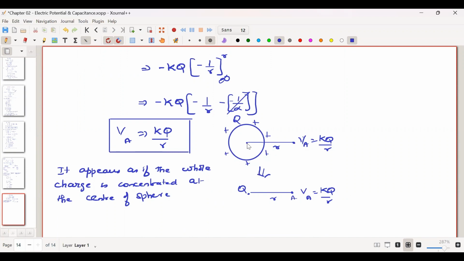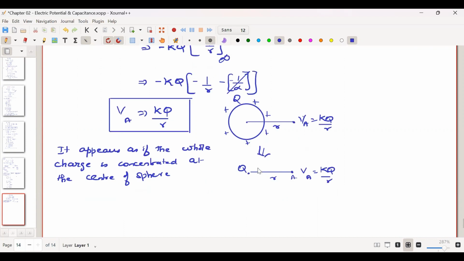Is there something called center of charge? Center of charge, like center of mass? No, there isn't anything like that. Here we just have distributed charges, that's all. Okay. So this is the potential outside the sphere.